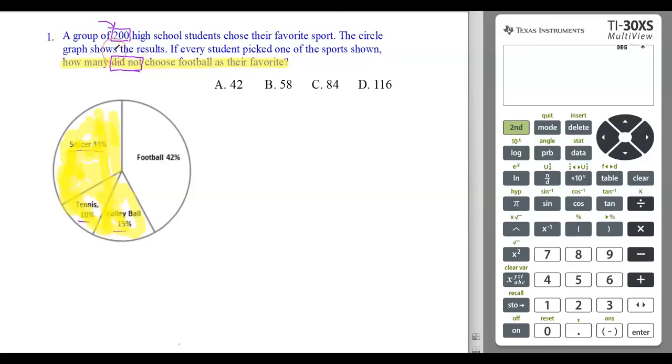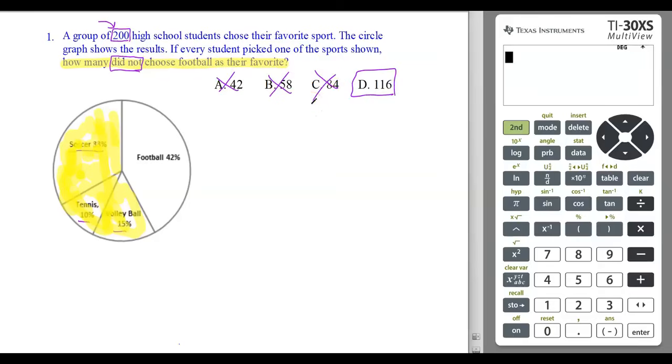So what's half of 200? Well, just divide by 2. Half of 200 is 100. And therefore my answer choice has to be greater than 100. So it has to be D. And I can eliminate A, B, and C.